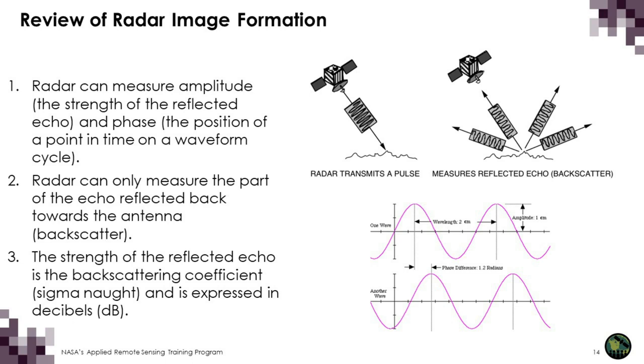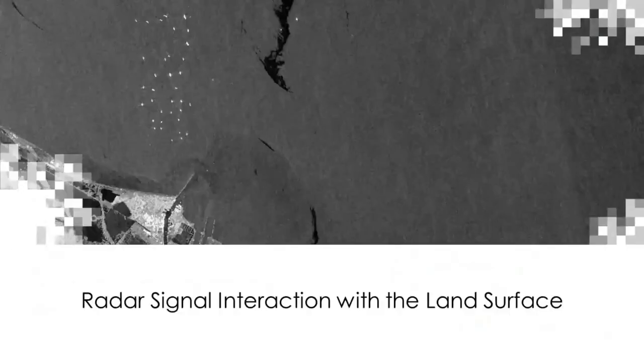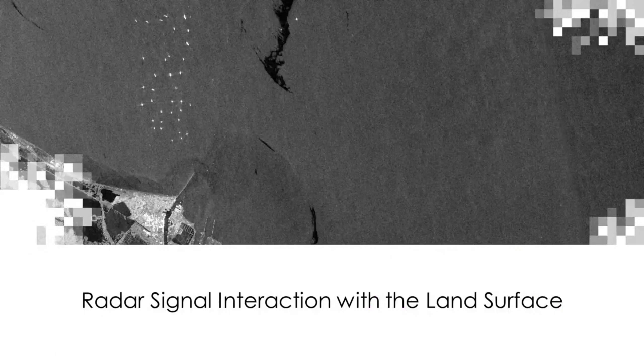Phase is the position of a point in time on a waveform cycle, and it's measured in angular units like degrees or radians. In today's session, we will just be dealing with the amplitude. However, in the second session on landslides, we will be dealing with the phase, and Dr. Eric Fielding will provide a refresher on the phase and interferometric synthetic aperture radar. So next, we'll discuss the radar signal interaction with the land surface as related to flooding.